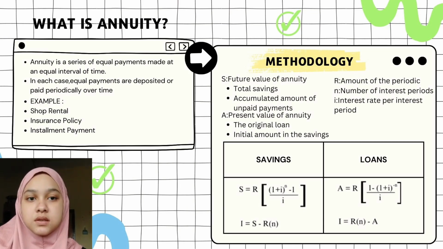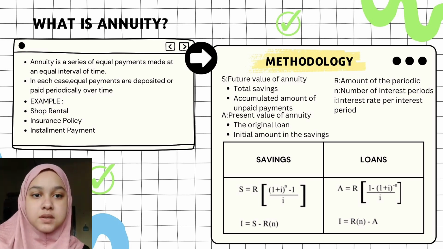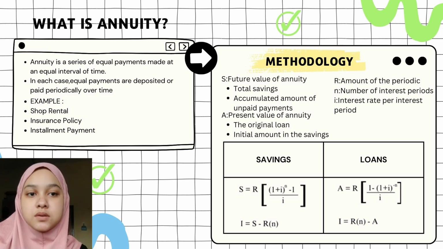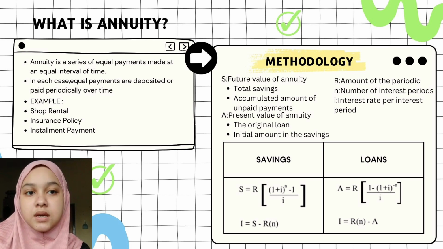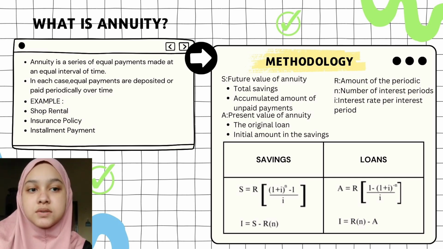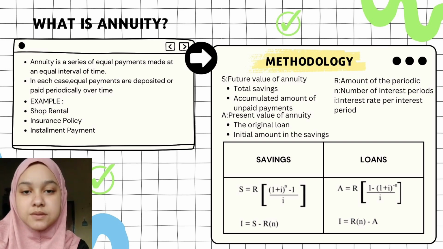S is the future value of annuity. It is the total saving and also the accumulated amount of unpaid payments. A is the present value of annuity, the original loan and also the initial amount of the saving. R is the amount of the periodic payment. n is the number of interest periods, and i is the interest rate per interest period.